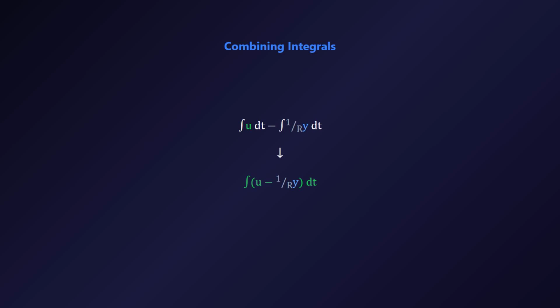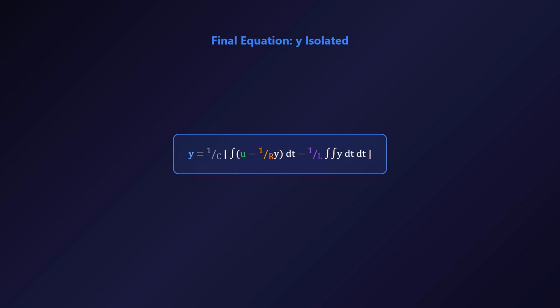Now I combine the input and the single integral term. They're both under a single integral, so I can write integral of u minus 1 over r times y. This is much cleaner. Here's our final equation with y isolated. Y equals 1 over c times the entire expression in brackets. Inside the brackets, we have the integral of u minus 1 over r times y minus 1 over L times the double integral of y.